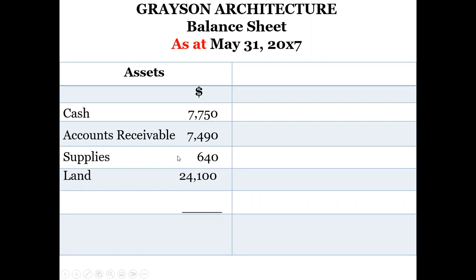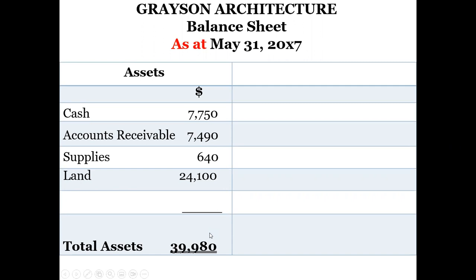So when we total that side, we get our total assets. And what is that figure, guys? When you total, what do you get? What are we seeing when we total? It's 39,980.